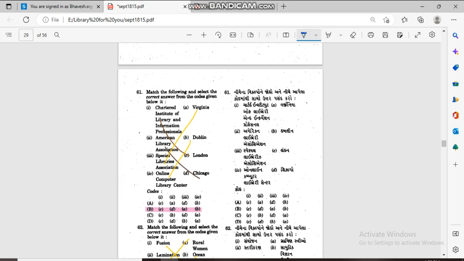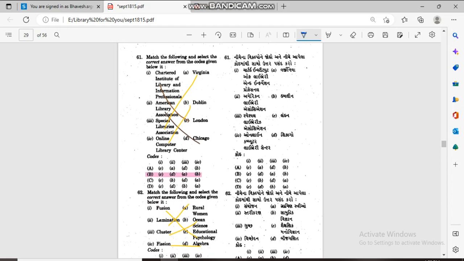Match the following. Chartered Institute of Library and Information Professionals is located in London. American Library Association in Chicago. Special Libraries Association in Virginia. Online Computer Library Center in Dublin.